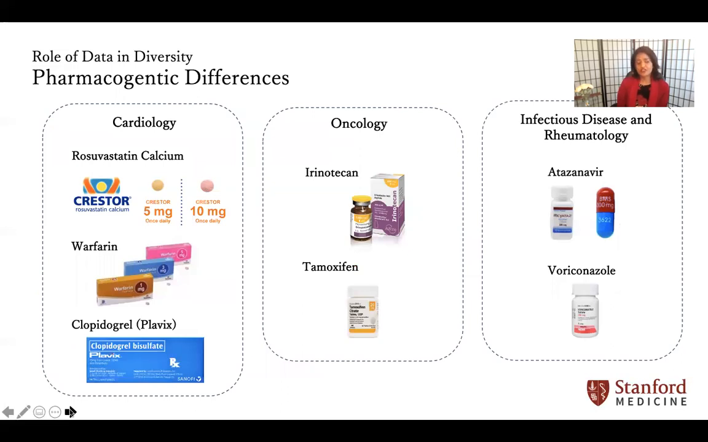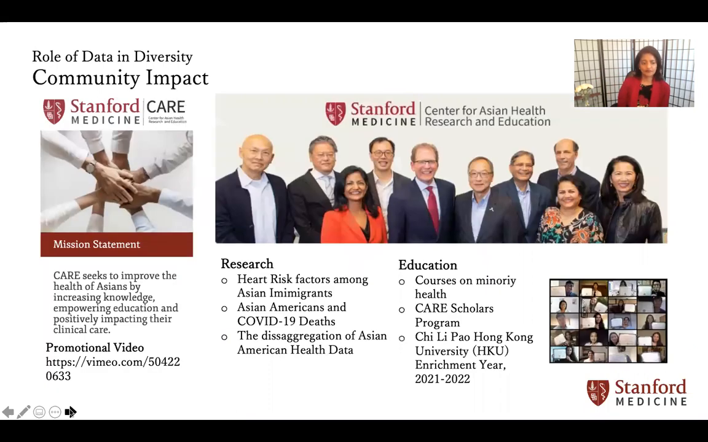And as Dr. Clark mentioned, there are many pharmacogenetic differences. Dr. Clark mentioned clopidogrel. There's also differences in rosuvastatin, a cholesterol-lowering drug, as well as warfarin, which is a blood thinner, particularly in Asians, in oncological treatments, as well as infectious disease and rheumatology. And we have been able at Stanford to create an organization to address this diversity in Asian populations. And it is my dream that we will be able to do this for every diverse population in order to provide equitable therapies for all of the populations that we serve.